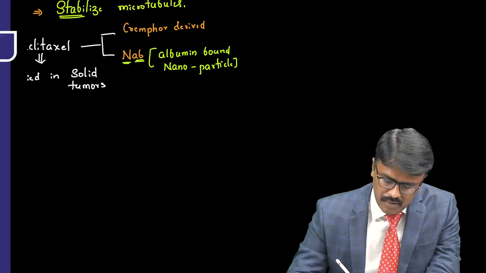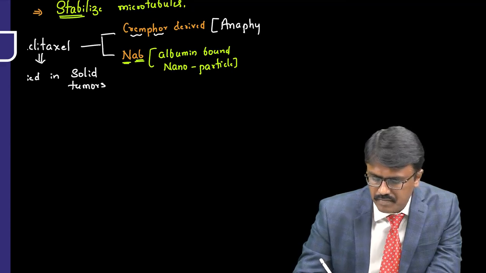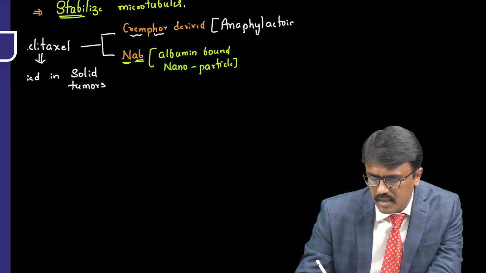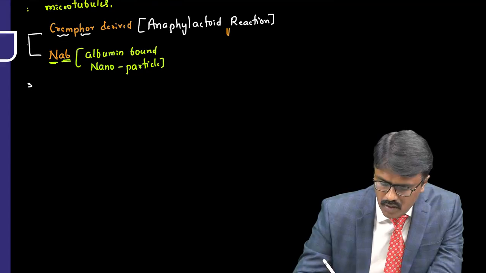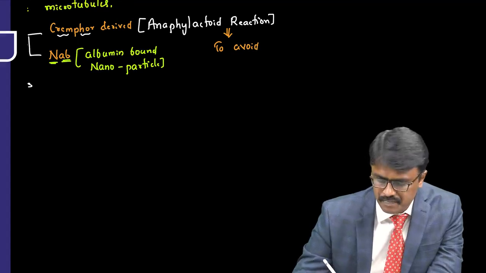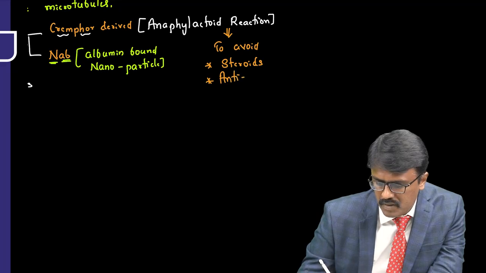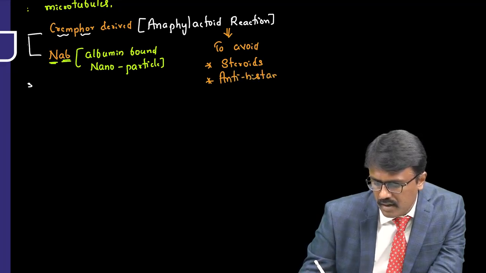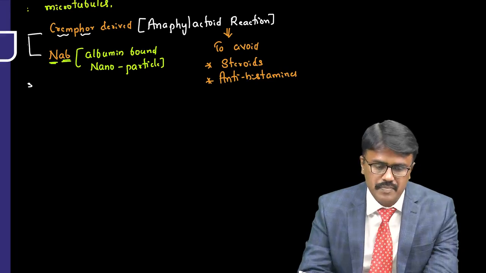Now the reason why camphor is not preferred is because it can produce a reaction called anaphylactoid reaction. Not anaphylaxis, it is anaphylactoid reaction. So the patient receiving that may develop that. How to avoid this? To avoid this, you have to give a pre-treatment. Before starting this, you have to give steroids to the patient, and also antihistamines. That will help in preventing this anaphylactoid reaction.